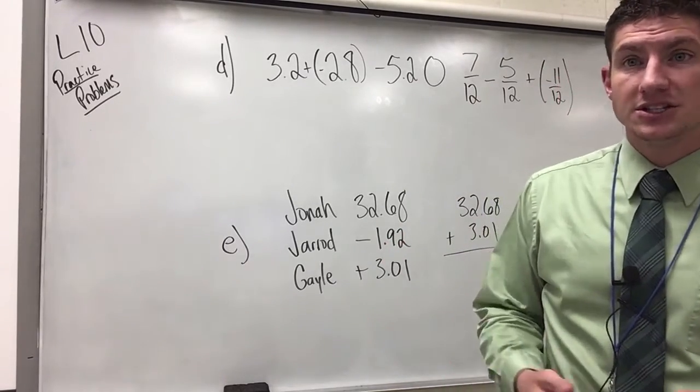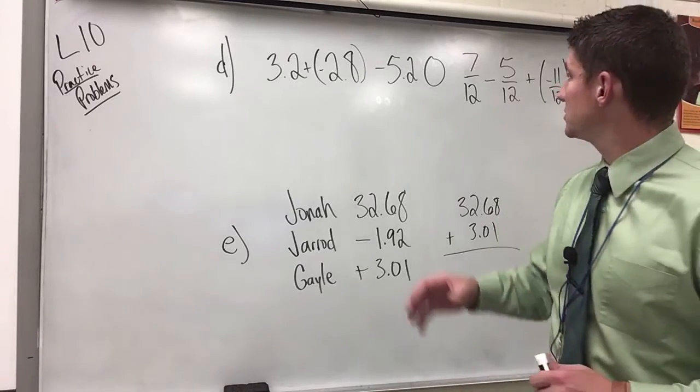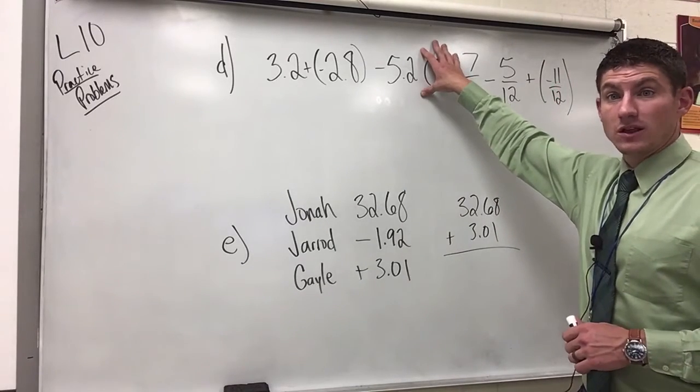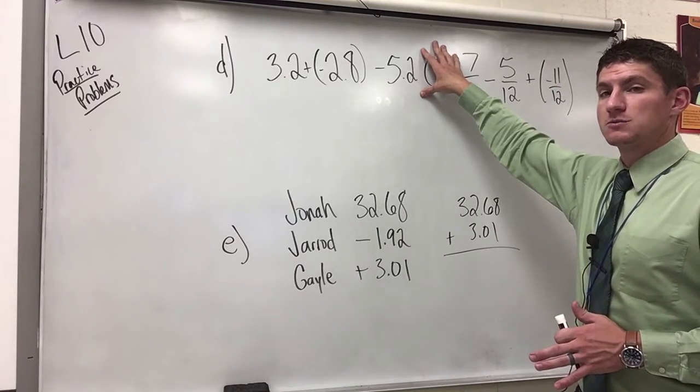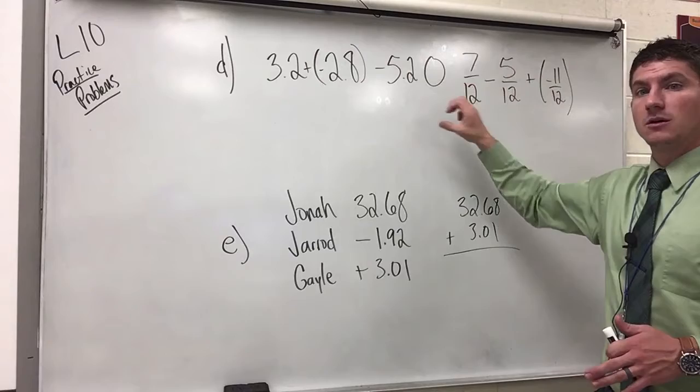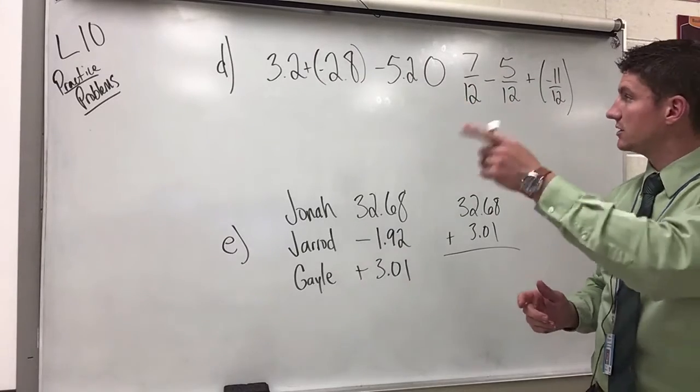Let's take a look at letter D to start with. It asks us to compare. That means you're going to find out which side is greater than, less than, or even if they might be equal to each other. By doing that, you're separating this problem into two separate problems and then comparing at the very end. Let's start with our decimal side.